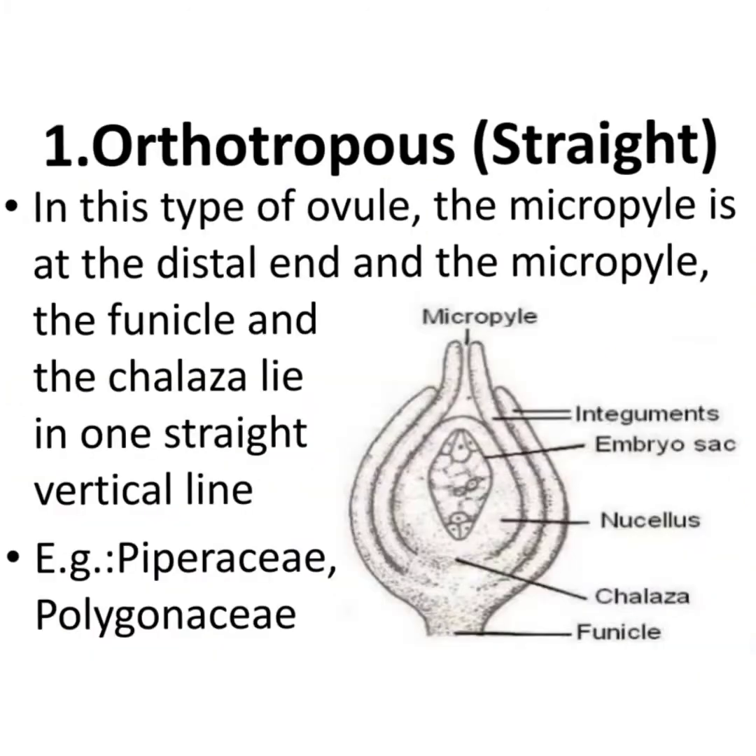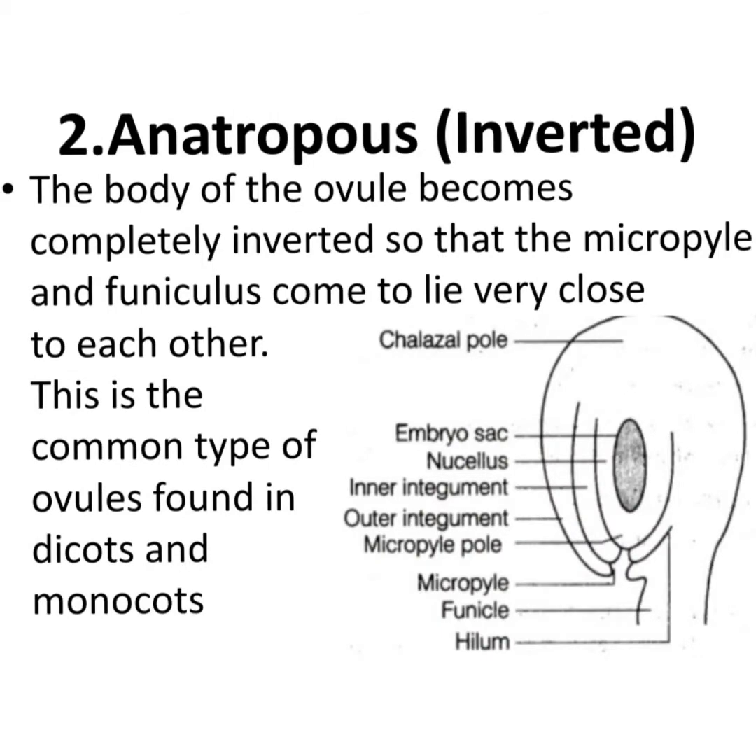What is orthotropous ovule? In this type of ovule, the micropyle is at the distal end, and the micropyle, the funicle and the chalaza, everything lies in a straight line. Example is Piperaceae and Polygonaceae. Here you can see in the image the micropyle, the embryo sac and the chalaza and the funicle are in a straight line.